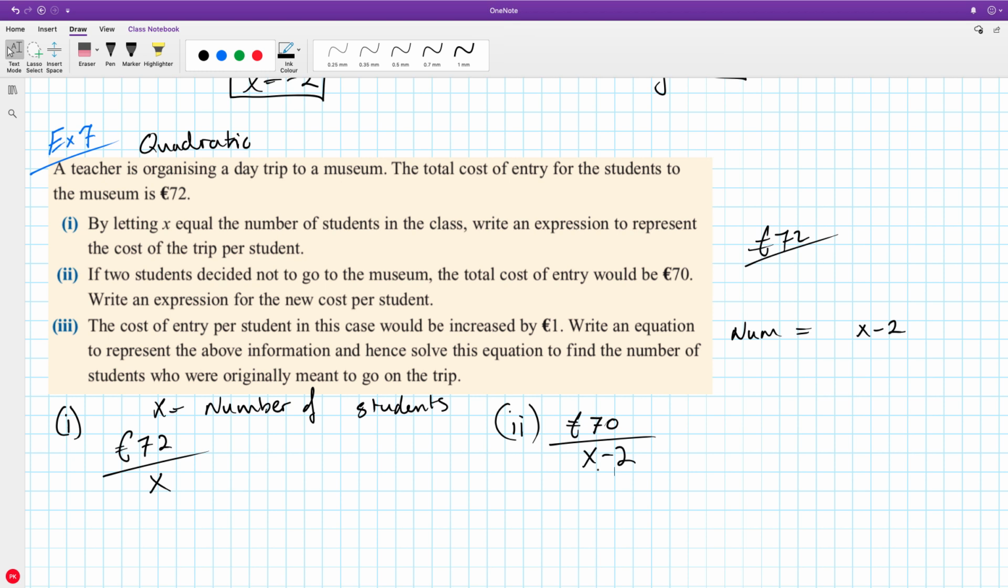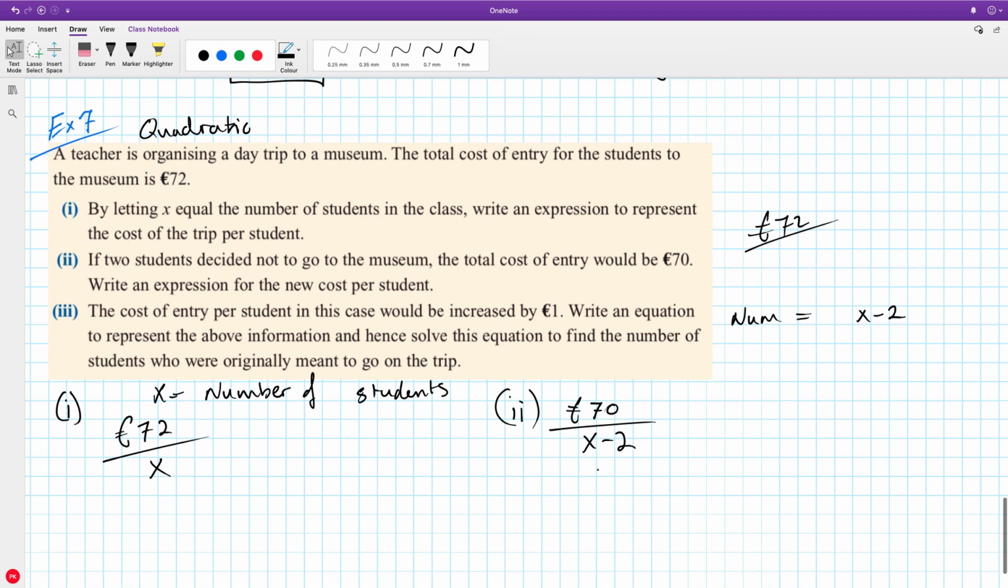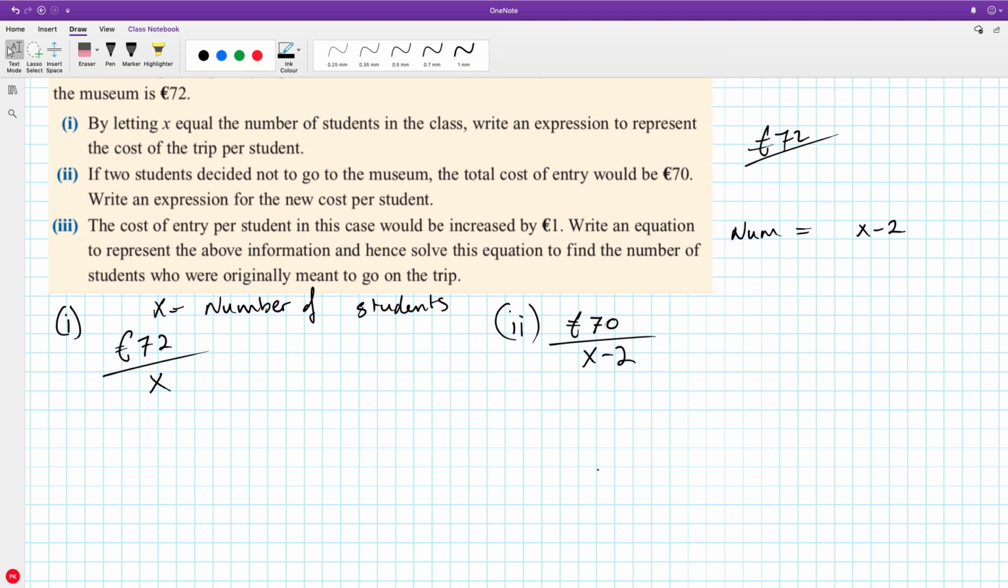Adam, back to picking on you. Number 3. The cost of the entry per student in this case will be increased by €1. Write an equation to represent the above information and hence solve this equation. Find the number of students who were originally meant to go on the trip. Right. You went the first day and you went the second day. Are you paying the same amount of money? No. Right. So, what's the first thing we learned in first year about equations? They have to be? Anyone know? They have to be? Like a weighing scales. They have to balance out.